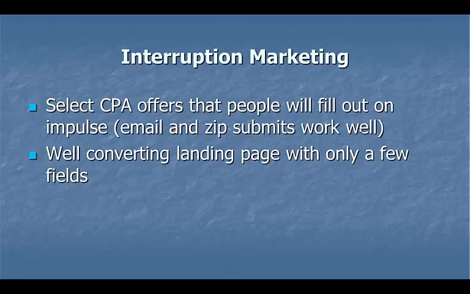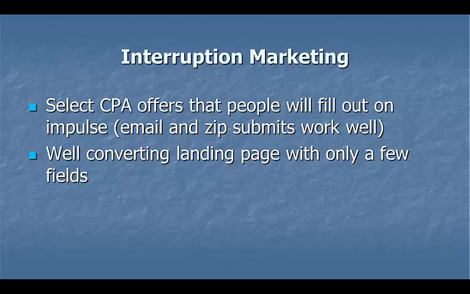Now, one thing that I do want you to understand is that pay-per-view marketing is all about interruption marketing, okay? So basically, you need to select CPA offers that people will fill out on impulse. Remember that when your PPV pop-up windows are popped up with your advertisement, people didn't specifically ask to see your advertisement. But if you're bidding on very, very targeted domains and keywords, they're not gonna mind if your ad pops up and it's something that they need to solve their problem at that moment.